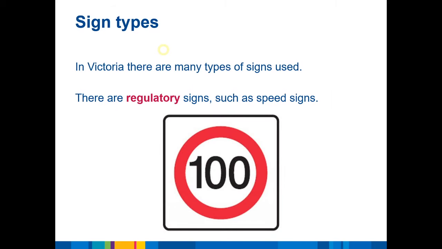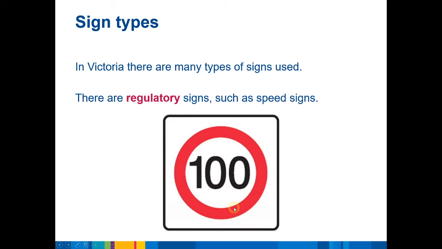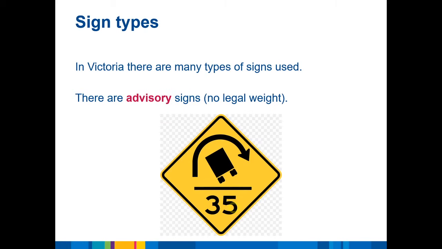So in Victoria, there are many different types of sign used. We have regulatory signs, which are red with black, like you see here. So these are regulatory, meaning they are legal. You have to obey them or you can be fined. We have advisory signs in yellow. So these have no legal weight. You can ignore these at your peril. If you are not a truck, you can go more than 35. Even if you are a truck, legally you can go more than 35. You can go up to whatever speed is posted here, but you might roll over if you are a truck.